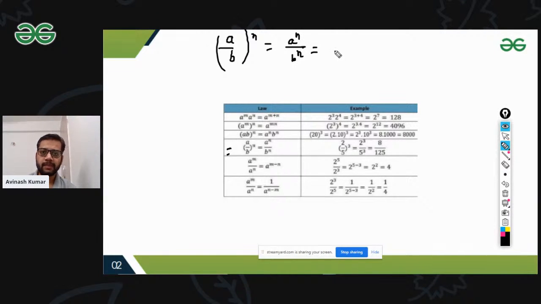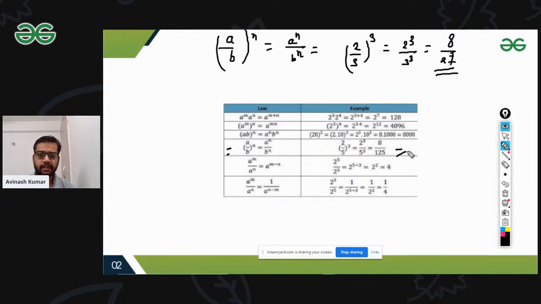Just check this one by taking some examples. So we can write 2 upon 3, to the power 3, as 2 to the power 3 upon 3 to the power 3, which is equal to 8 upon 27. And this can also be solved like this: 2 upon 5 to the power 3 means 2 to the power 3 upon 5 to the power 3. 2 to the power 3 will give you 8 and 5 to the power 3 will give you 125. So you have to remember this, then you will be able to solve these questions. This is very important. So the formula is very important.